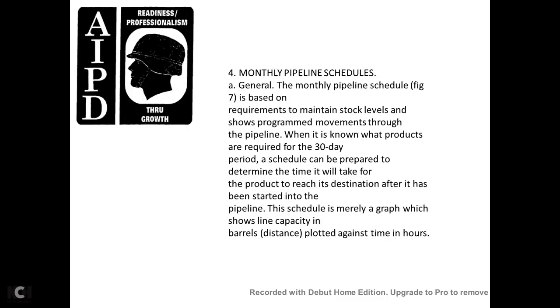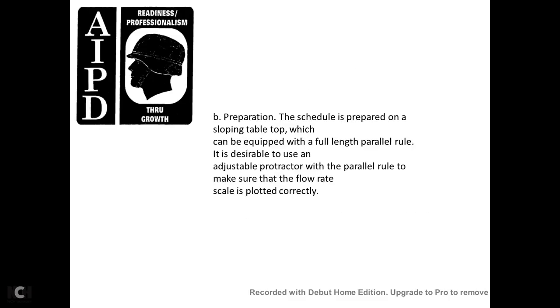For monthly pipeline schedules, generally the monthly pipeline schedule of figure 7 is based on the requirements to maintain stock levels, and shows the program movements through the pipeline when it is known, and the products required for the 30-day period. The schedule can be prepared to determine the time in which the product can reach the destination after it has been started through the pipeline. The schedule is merely a graph, which shows the line capacity in barrels, distance plotted against the time in hours.